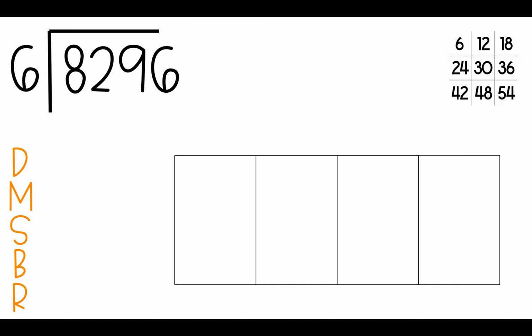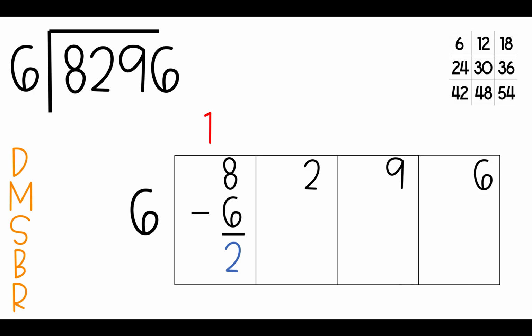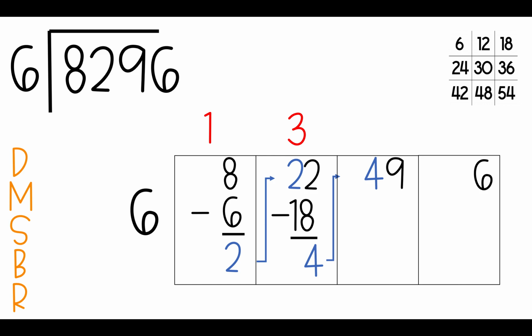8,296 divided by 6. You take that 6 and you put it on the side, and then you put 8, 2, 9, 6. And we say, how many times can 6 go into 8? Well, it can go in once. 1 times 6 is 6. Subtract, you're left with 2. Bump that 2 over, and you have 22. 6 can go into 22 3 times, right? 3 times 6 is 18. You subtract, and you're left with 4. Bump that 4 over, and you have 49.